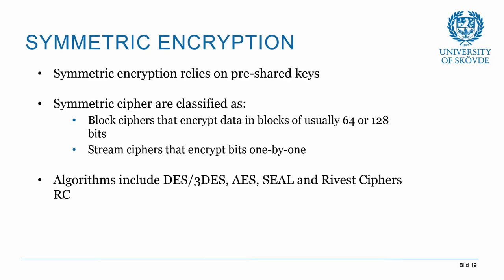So symmetric encryption relies on pre-shared keys. Both parties of a symmetric encryption communication have to have the same key. There are two different types of symmetric ciphers, block ciphers and stream ciphers. Block ciphers encrypt data in blocks of usually 64 or 128 bits, and stream ciphers encrypt bits one by one. The algorithms for symmetric encryption include DES and triple DES, AES, SEAL, reverse ciphers, and a bunch more.